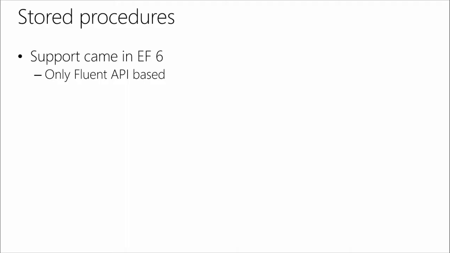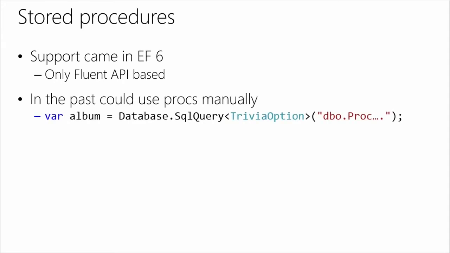Stored procedure support came in Entity Framework 6. It is only Fluent API based. In the past, you could do it through the designer, and you could also do it manually. And you can still do it manually. By manually, I mean you can call Database.SqlQuery, give it an entity, and give it a stored procedure to call. It will call that procedure.